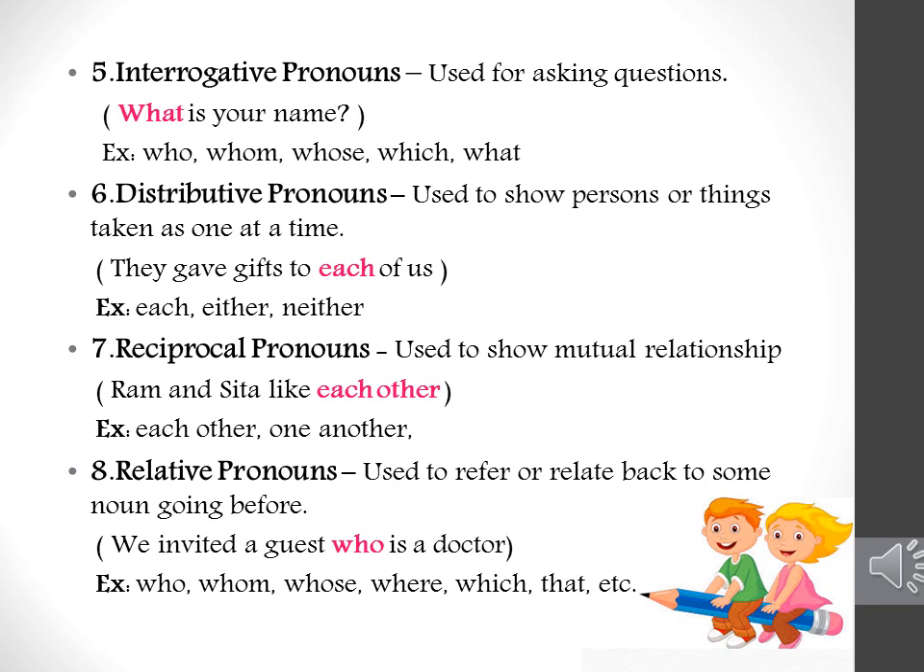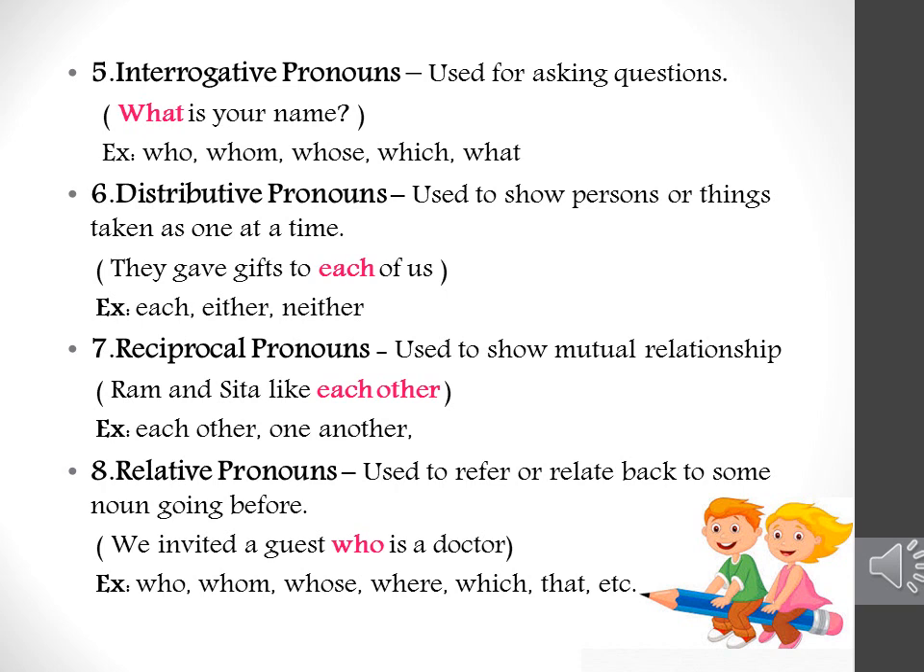Examples: each, either, neither. And the seventh type of pronouns is reciprocal pronouns, which are used to show mutual relationship. Like in the example, Ram and Sita like each other. And the other examples are each other, one another.